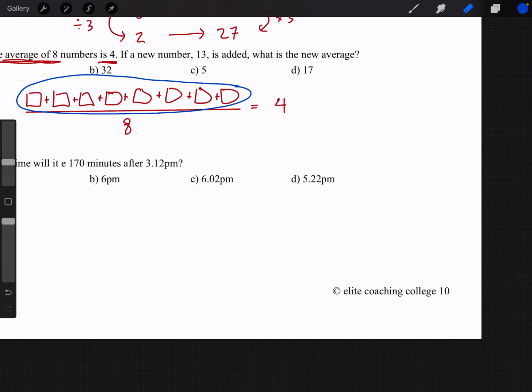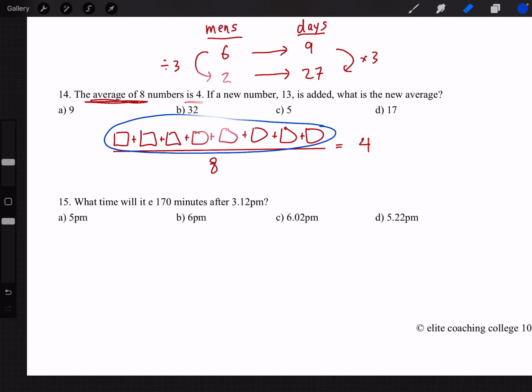And you can actually check it. You can check it by saying that the total is 32. Is 32 divided by 8 equal to 4? Yes. That means that all of these numbers must add up to 32, because 32 divided by 8 is indeed 4. Now it says, if a new number 13 is added, what is the new average?